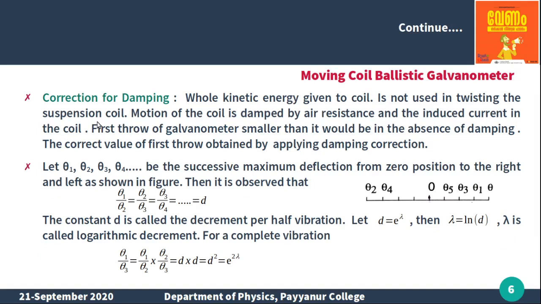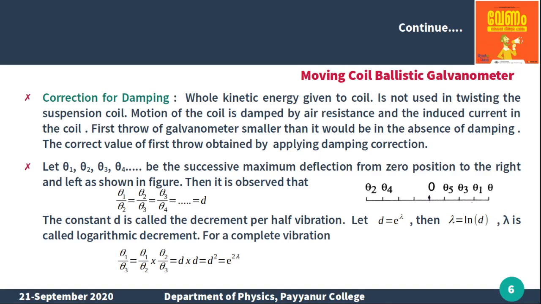What will cause the damping? Usually damping is caused by a resistance. Damping means the resistance to the proper motion of the coil. We are thinking that the coil is free to move. Which coil? The rectangular coil. Whatever impulse the torque gives produces kinetic energy, and that kinetic energy is used for twisting the suspension of the coil. That means damping is not there. There is no restriction for the motion of the coil. We are assuming this in the case of an ideal moving coil ballistic galvanometer.